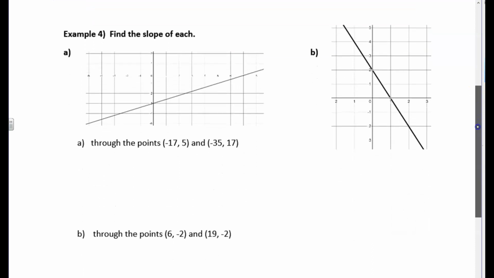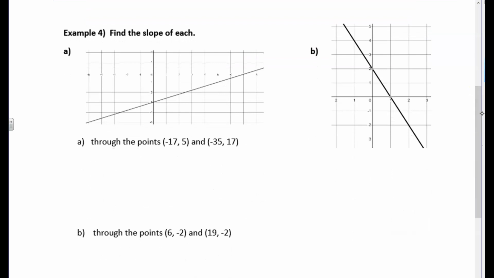So let's find the slope of each. Looking at this graph, I am going to first locate 2 pretty points. Unfortunately here it's not very clear, but it's clear in your book. I've got a good pretty point there and another good pretty point here. And I'm going to count what is my rise and what is my run. Well, we rise 2 and we run 5. So this would be a slope of 2/5. All right, guys, I want y'all now to do part B on your own.